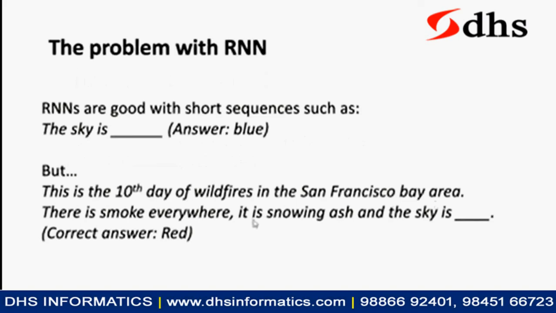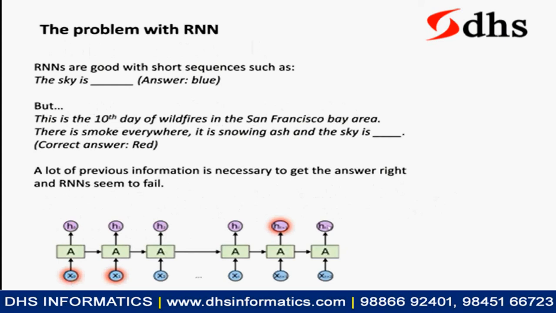But where RNN fails is, for example, I am giving one more sentence to RNN. This is the 10th day of wildfire in the San Francisco Bay Area. There is smoke everywhere. It is snowing ash and the sky is dash. In this place also RNN will place blue, but actually the correct answer is red, because sky normally means blue, but why is red coming? Wildfire is there, smoke is coming and ash is falling like snow, so it will come as red. RNN is not able to memorize long things. That is the problem with the RNN.